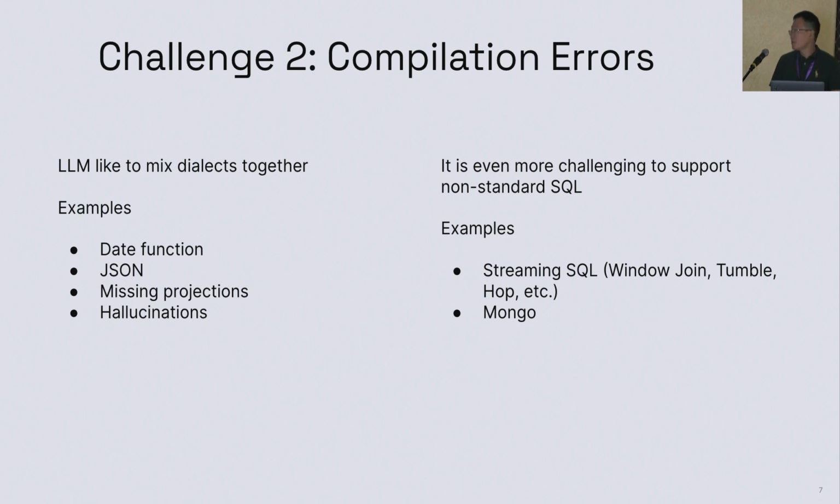Also, the more challenging part is non-standard SQL, right? For example, for Snowflake or Oracle or Postgres, there's still a ton of data on the internet for the model to train on. But for other dialects, it's even harder to find this training data. For example, if you have a streaming SQL, which has a lot of window, join, tumble, hop, this kind of stuff, or if you want to use a non-SQL dialect like Mongo, these things can become even worse, and something even basic you cannot get working.